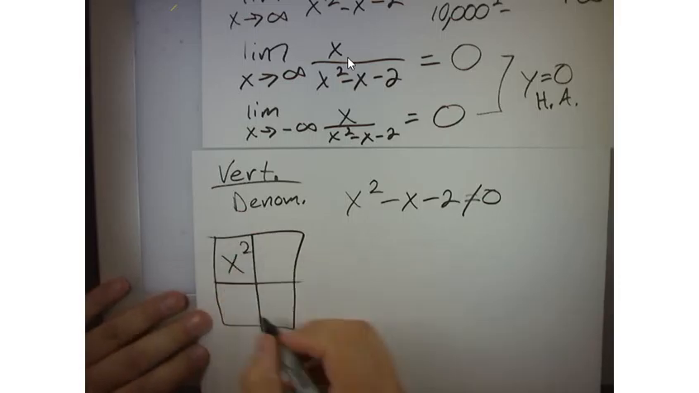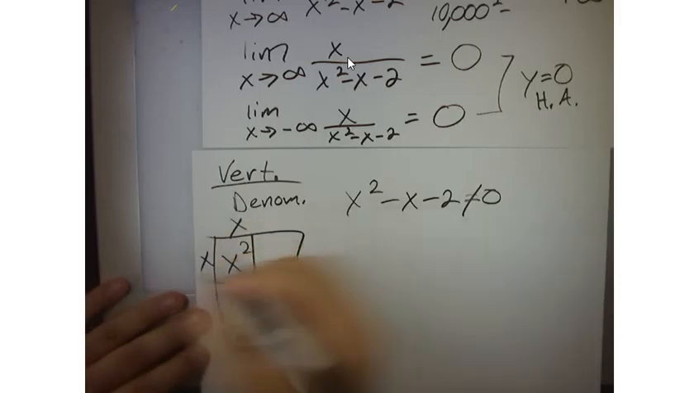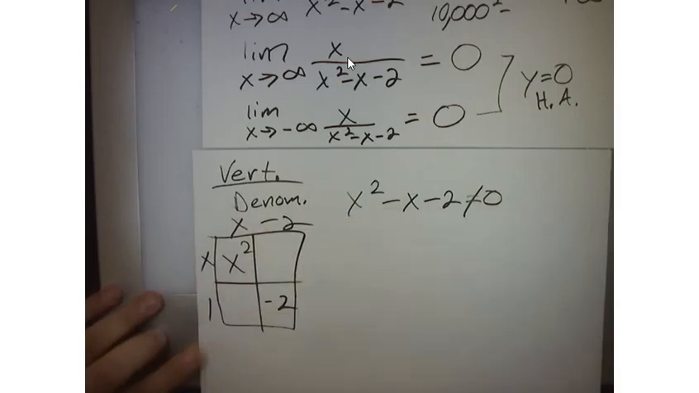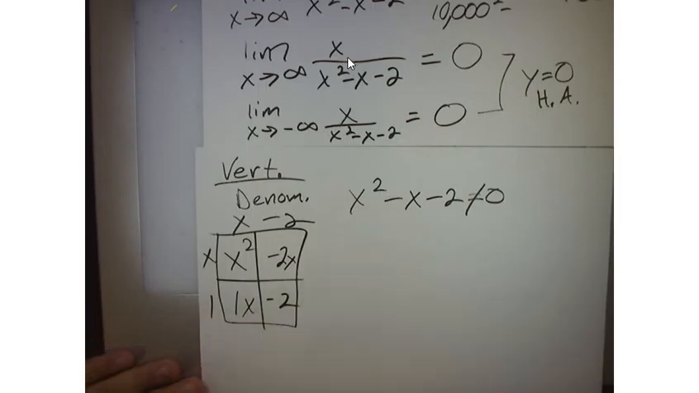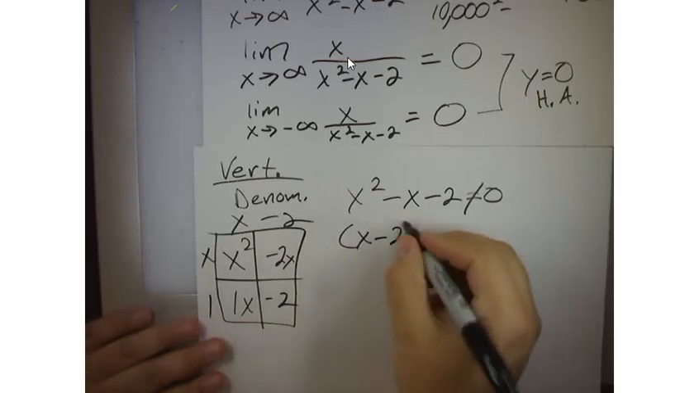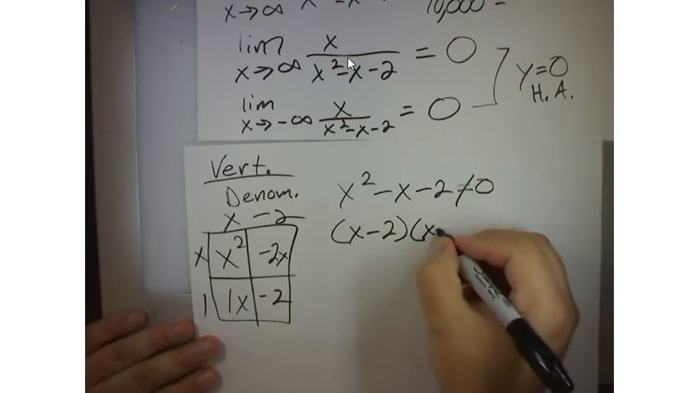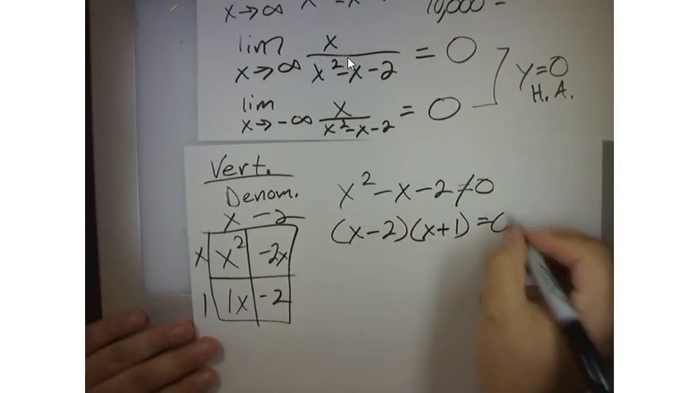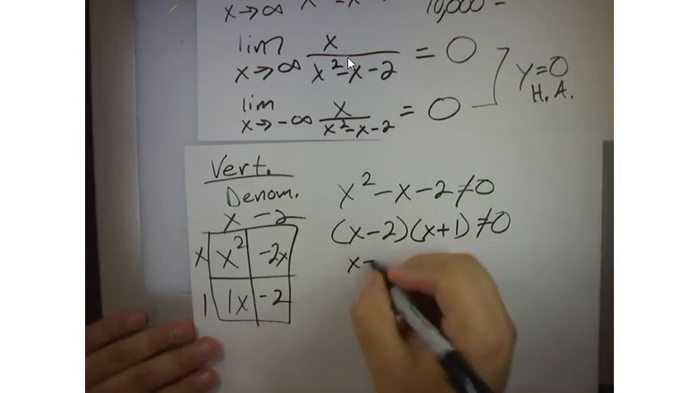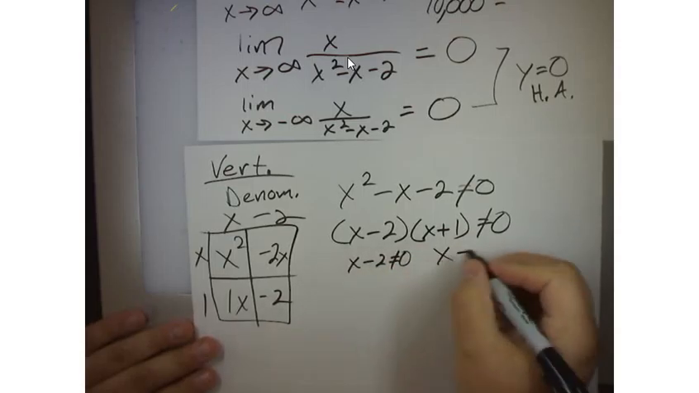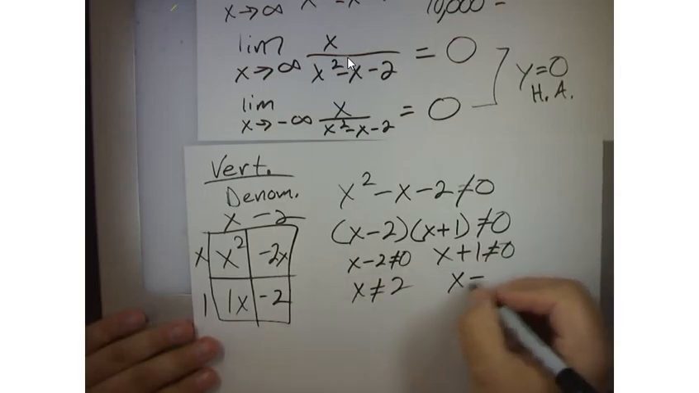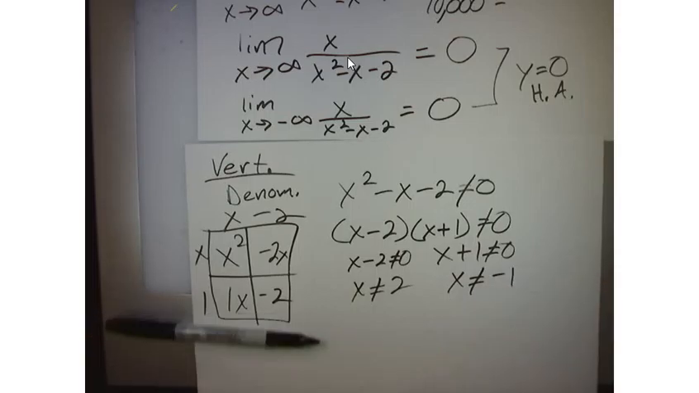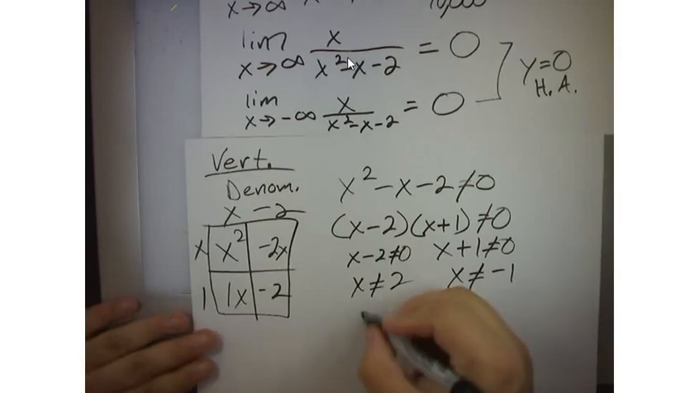If I take x squared and negative 2 and I put an x here and an x here and maybe I put a negative 2 here and a positive 1 there, I get 1x minus 2x. Does that match up? Yes, it does. So I get x minus 2 times x plus 1 cannot equal 0, or x minus 2 cannot equal 0, or x plus 1 cannot equal 0, which gives me x cannot equal 2 and x cannot equal negative 1. Vertical asymptotes right there. Boom.